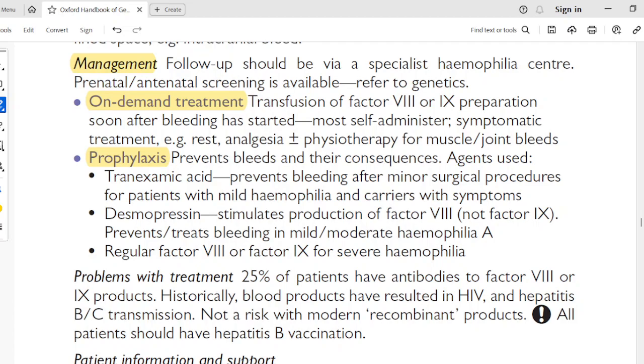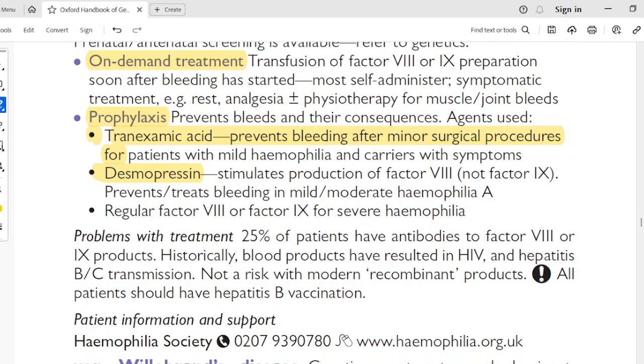Prophylaxis. Prevent the bleeds and their consequences. Agents used are tranexamic acid, which prevents bleeding after minor surgical procedures for patients with mild hemophilia and carriers with symptoms. Desmopressin stimulates the production of factor 8, not factor 9. It prevents or treats bleeding in mild to moderate hemophilia A.